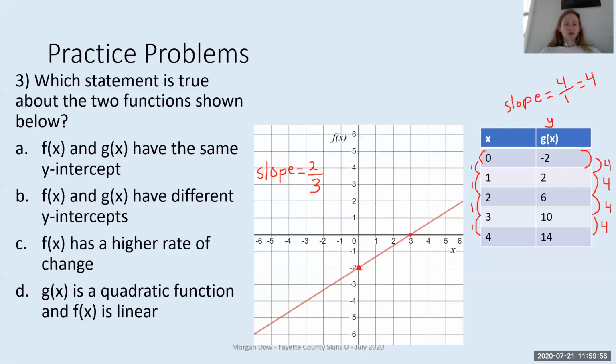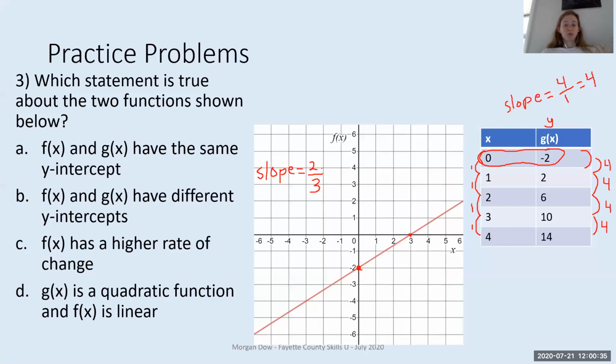So let's take a look at our answer choices now that we've done some comparing and contrasting of these two functions. Choice A, f of x and g of x have the same y-intercept. That sounds like a good candidate to me, right? Because we said f of x has a y-intercept of -2 and g of x also has a y-intercept of -2. But let's look at the other choices here. So choice B, f of x and g of x have different y-intercepts.